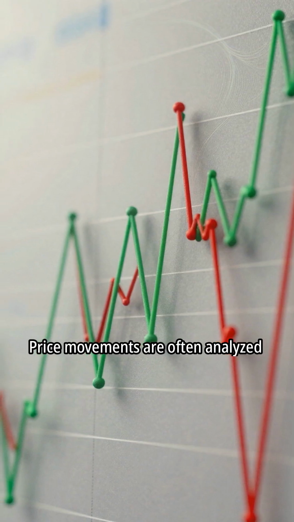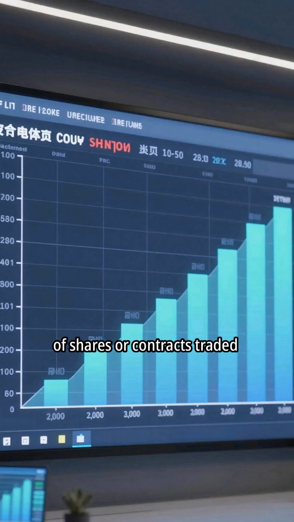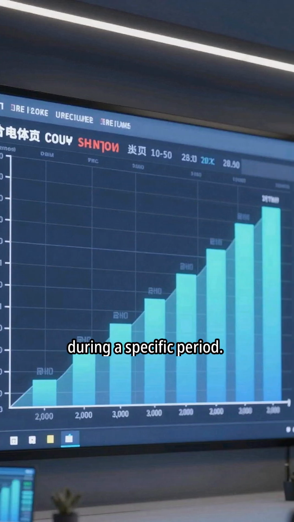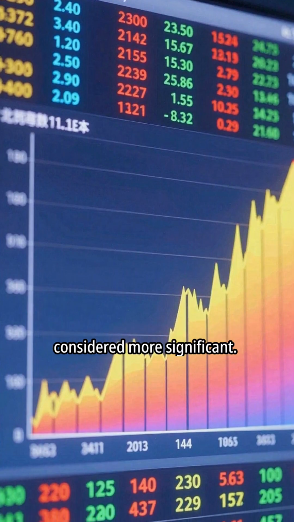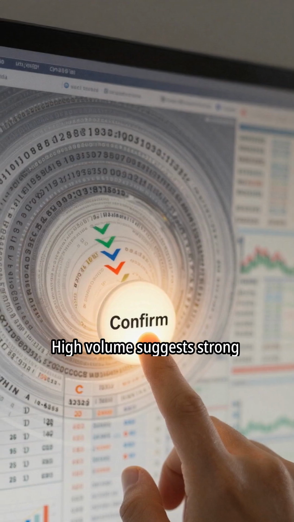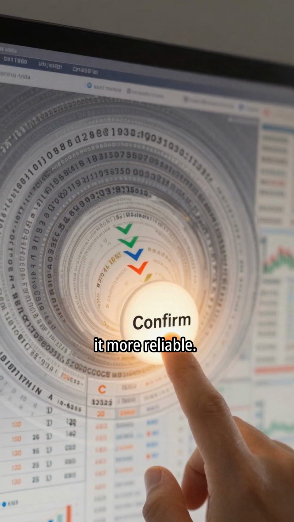Price movements are often analyzed in conjunction with trading volume. Volume indicates the number of shares or contracts traded during a specific period. Price movements accompanied by high volume are generally considered more significant. High volume suggests strong conviction and participation behind the price change, making it more reliable.